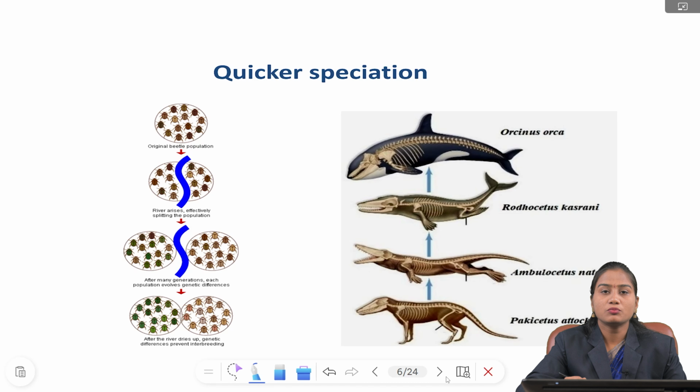The next factor is quicker speciation. Because of their small size and shorter lifespan, insects can complete many generations within a given period of time. This helps to form many species in a given genus. This quicker speciation is also helpful to adapt to many changes in the environment.